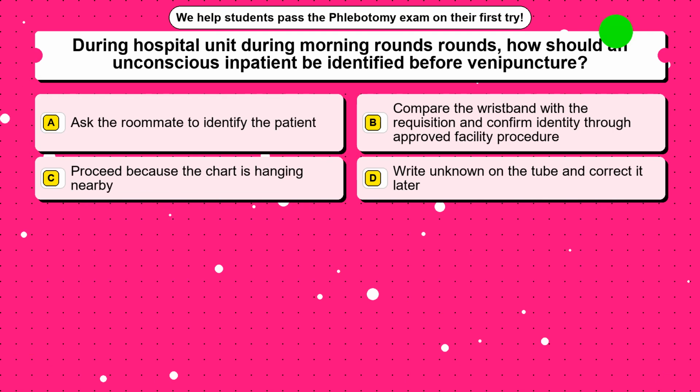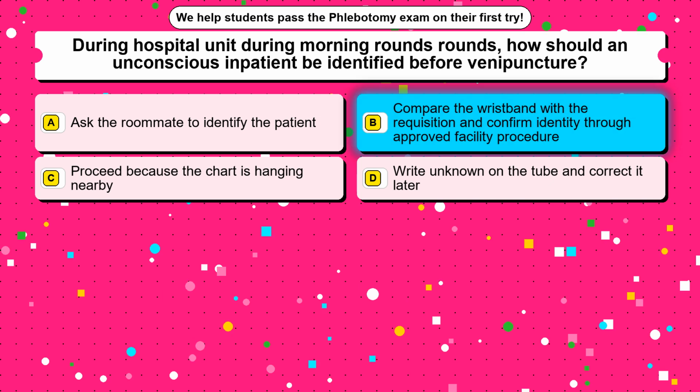Question 2. During morning rounds on a hospital unit, how should an unconscious inpatient be identified before venipuncture? Option A. Ask the roommate to identify the patient. Option B. Compare the wristband with the requisition and confirm identity through approved facility procedure. Option C. Proceed because the chart is hanging nearby. Option D. Write unknown on the tube and correct it later.